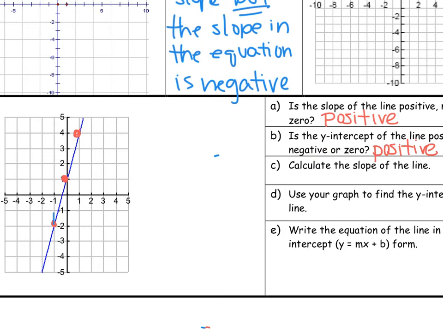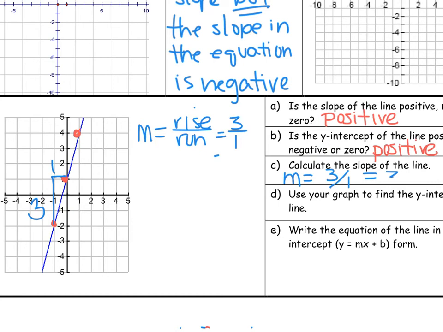So again, I want to make a slope triangle. There's my rise and there's my run. My rise is 3 and my run is 1. So the slope of this line, we already said it was positive, is rise over run. My rise is 3, my run is 1. So the slope of the line, M, is 3 over 1. We can also write that as 3.